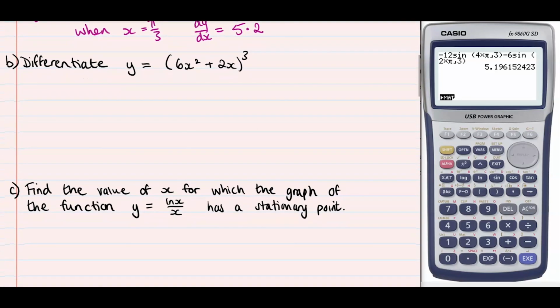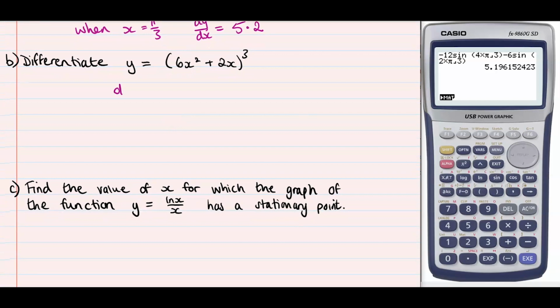For part B, we are using the chain rule here, so dy by dx means that we bring down the 3, reduce the power by 1, leave the inside where it was, and then multiply by the derivative of the inside, so we've got 12x plus 2. You don't need to simplify it.